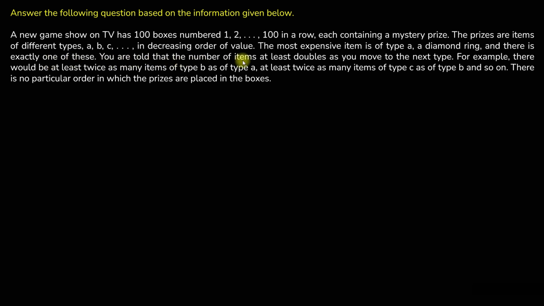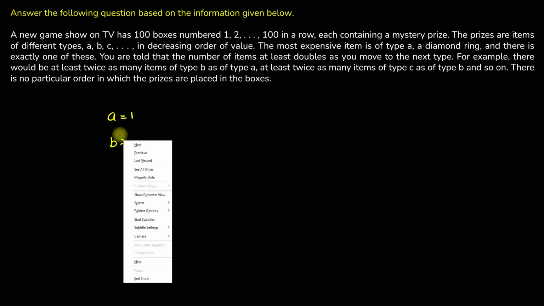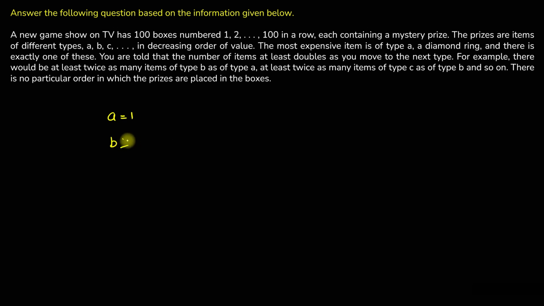You are also told that the number of items at least doubles as you move on to the next type. For example, it's given that the number of items of type A is 1. The number of items of type B should be either equal to or greater than twice of A. That's what is given. Number of items at least double. So B will be at least twice of A or more.